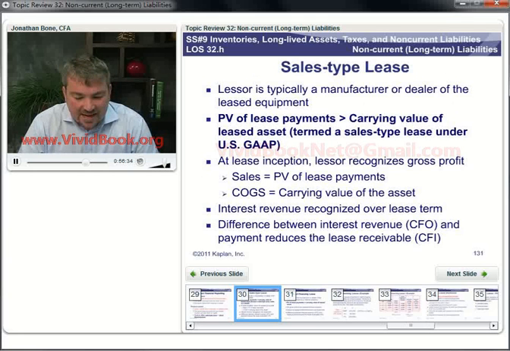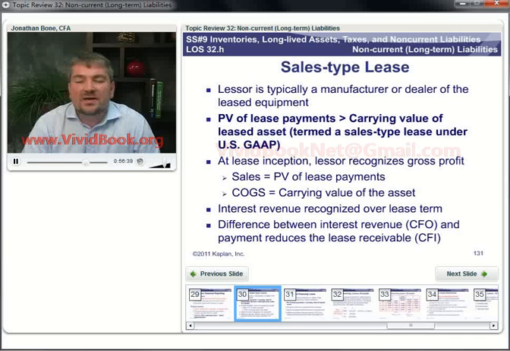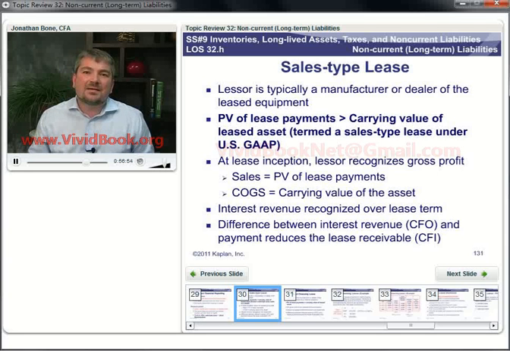Okay, so with a sales type lease, you tend to be a manufacturer or dealer of the leased equipment. All that's happening is you're leasing the asset out to your customer rather than selling it to them. So what you tend to find is the present value of the lease payments is greater than the carrying value of the leased asset, because it's as if you'd sold it. All you're doing is providing them with finance. It's like you're giving them a loan in order to purchase the asset, okay? And you'd only ever sell an asset above its carrying value. So present value of the lease payments is going to be greater than carrying value, and therefore we deem it to be a sales type lease under US GAAP.